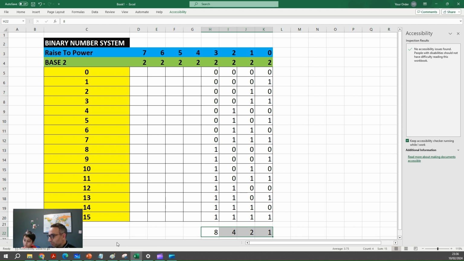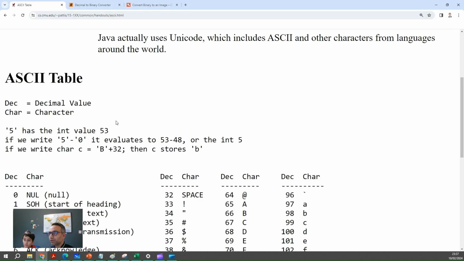So how will the computer understand that information? Let's say you want to store the word code into the computer. How will the computer understand? By ASCII. So somebody has to define that system. Who has defined it?